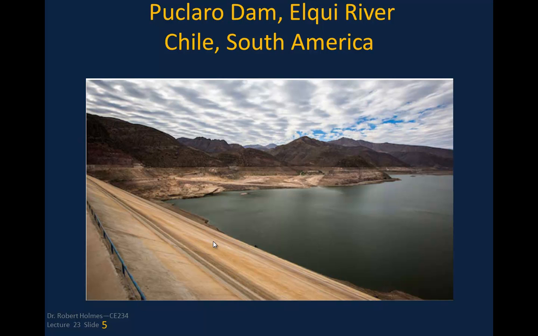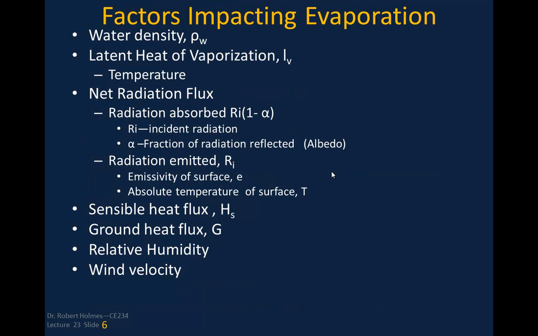This is an example of a reservoir, and you can see where the water level has been. This is in Chile, South America. This is Puclaro Dam, where evaporation is large. This is a very arid part of Chile, and so right now they're in drought conditions, and you can see that the reservoir, not only through releases for water use for irrigation and other means, but also they've lost quite a bit to evaporation over time.